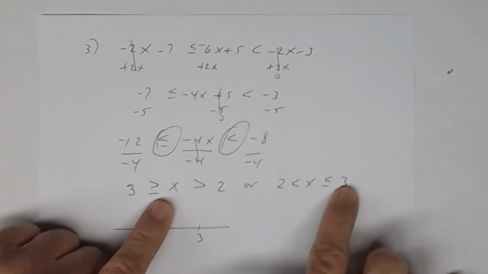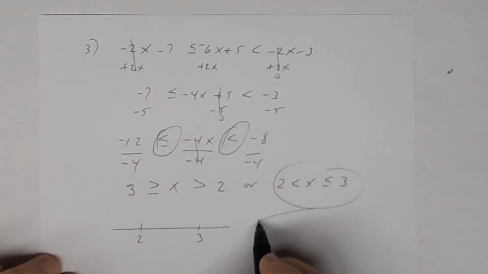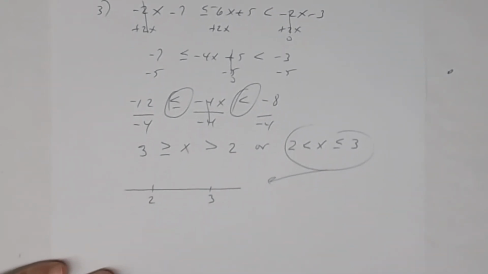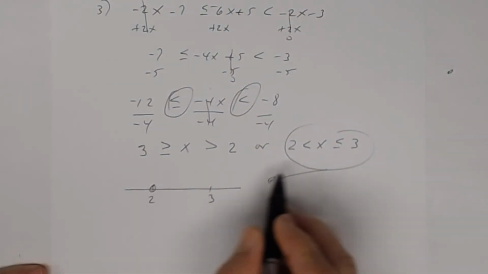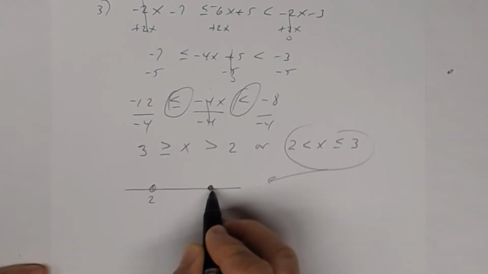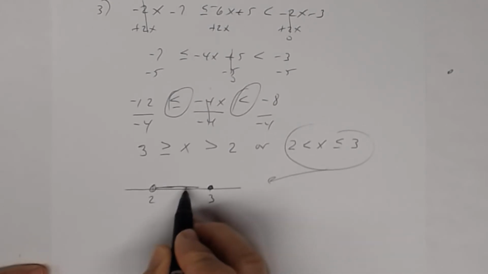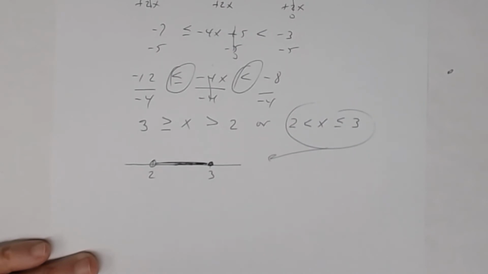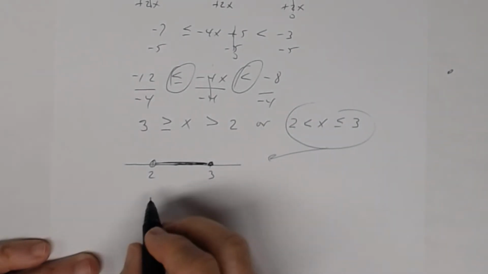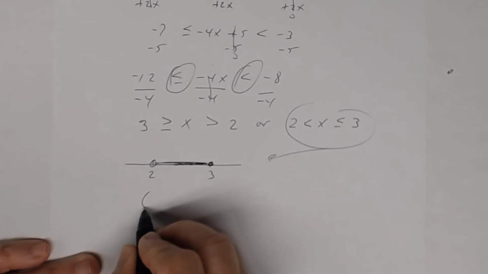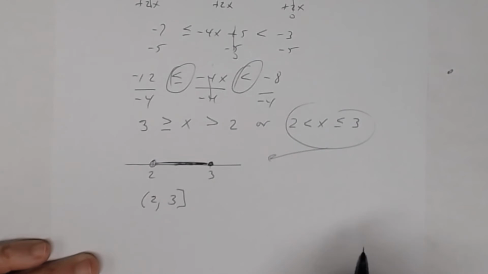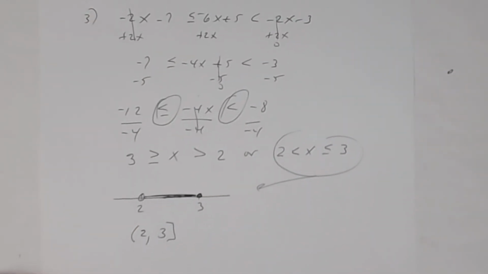So notice that this is a lot easier for students to visually see when they graph. So open circle on 2, there's no equal sign. Closed circle on 3, because there's an equal sign. You're going to shade in everything between them. So every real number between 2 and 3, including 3, but not including 2, is a solution. And as an interval notation, you're going to say parentheses 2, comma 3 with a bracket. Okay? All right, so that was a shortcut.